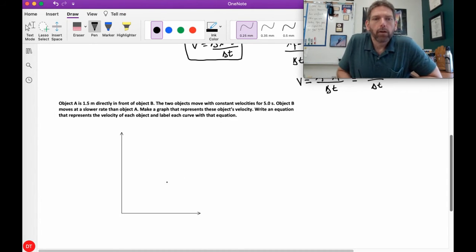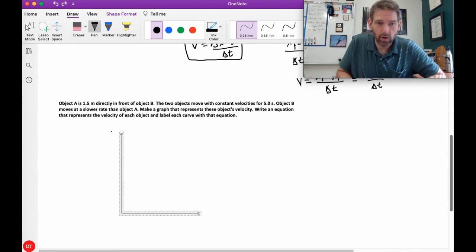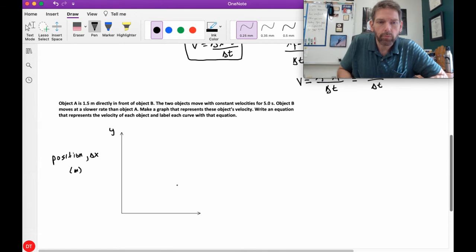A is 1.5 meters directly in front of B. So we know the y-axis, oh wow, that was a pretty ugly looking y. The y-axis is position, which is a change in x, measured in meters. We know that this is time.